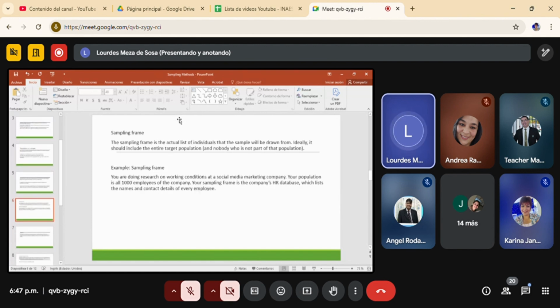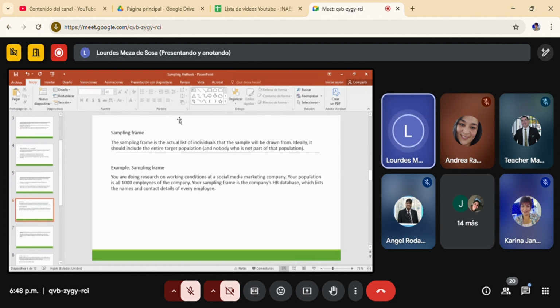Sampling frame. The sampling frame is the actual list of individuals that the sample will be drawn from. Ideally, it should include the entire target population, right? And nobody who is not part of that population. So I choose all adults in Paraguay, right? That's my frame. I should not exclude anybody that is above 20.